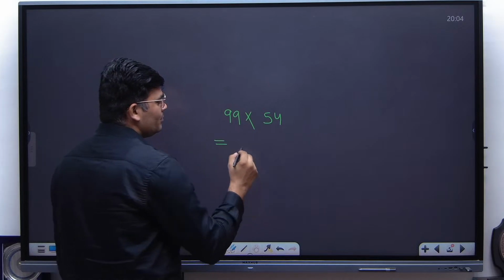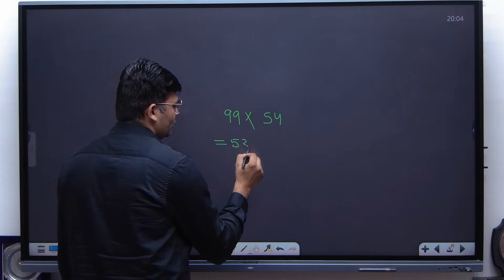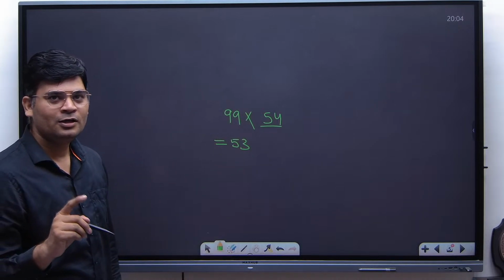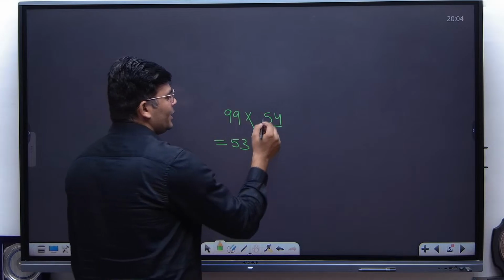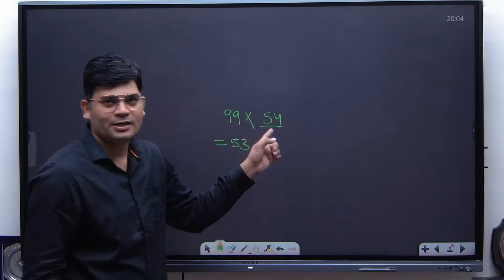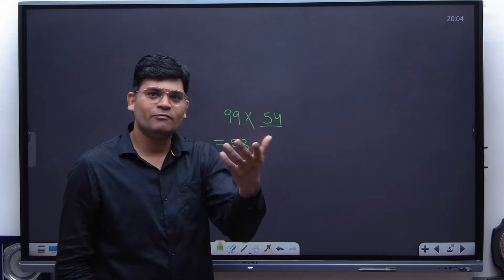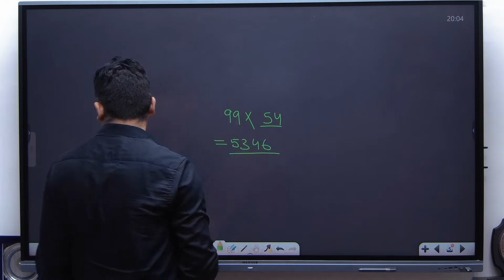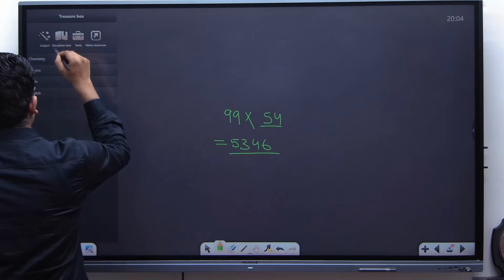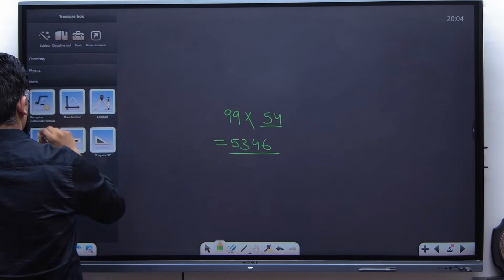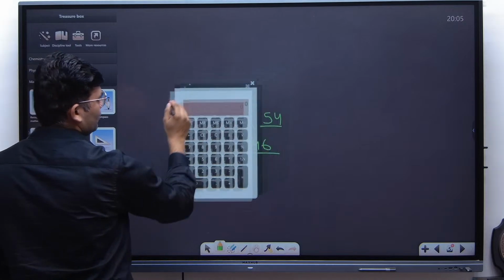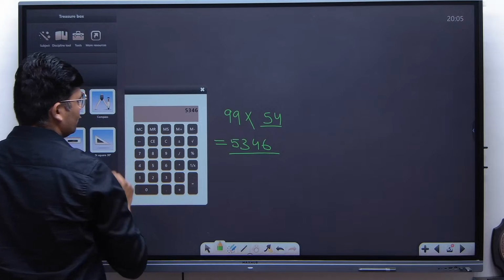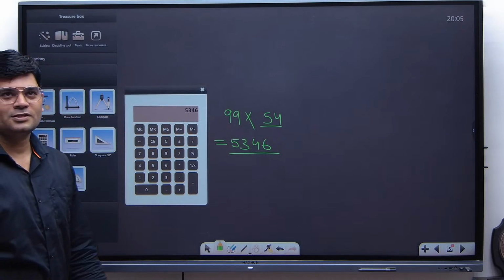So the first number has to be written as 53. You have to reduce this number by 1. The next two digits are to be written as the number you have to add to make 100. Just now we played a game. So the answer is 46. And now let us check. 99 into 54. See this? 5346.